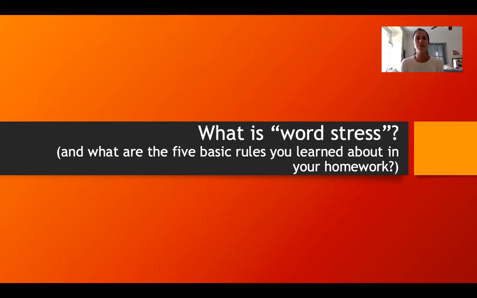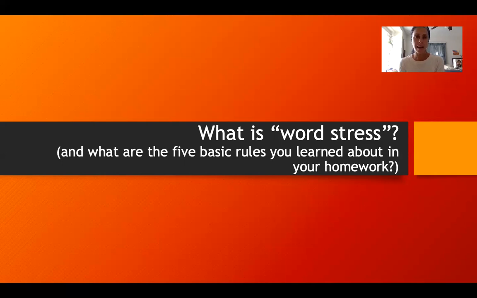So we are moving on to word stress. Now, word stress is super important. I don't know about your languages, but in English, our language goes up and down and up and down and up and down, right? It's an emotional language. We stress certain things. Think about how I'm speaking right now, right? I'm stressing certain parts of my sentence, but I'm also stressing certain parts of the words that I'm talking about.